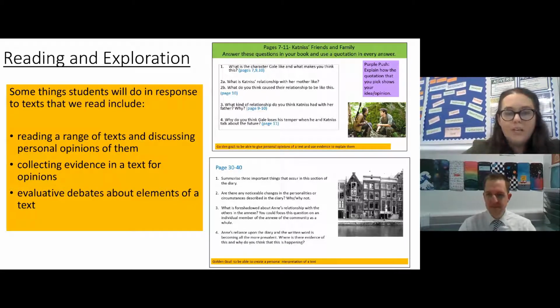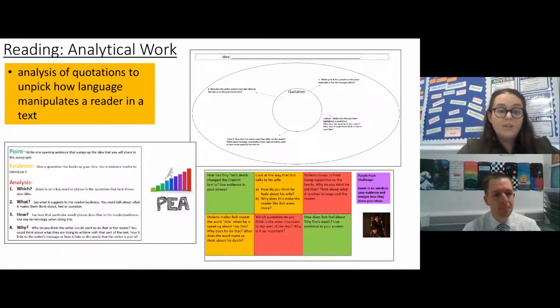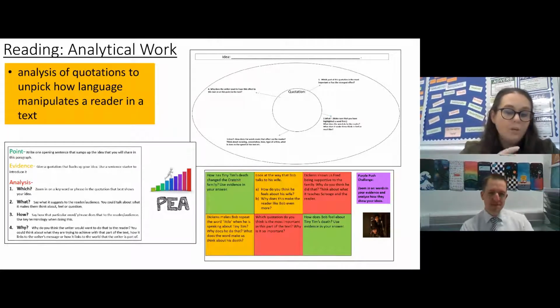We've got some examples here of some of the questions that they would look at that are probably more traditional to the style that they may have been exposed to at primary. And then after that, and alongside that throughout the year, we go on to look at their analytical work. So that is when we start to pull apart the evidence that they select and really think about language choices within it, how they create effects, why the writer would want to have that deliberate effect.